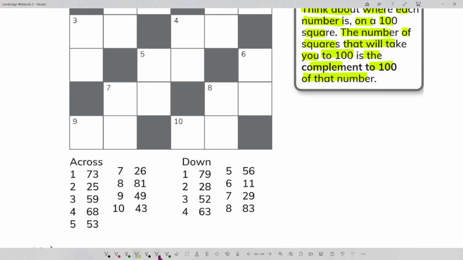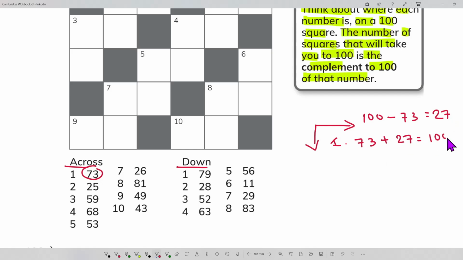First, across, it means this one, and here is a down. Okay, so first, number 1, 73. So we need 100. It means 100 minus 73, it will be 27. So 73 plus 27, it will be 100.